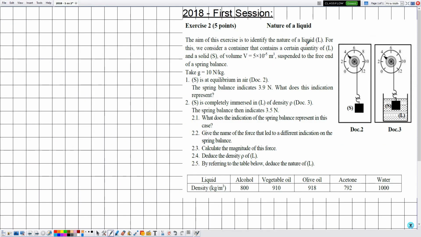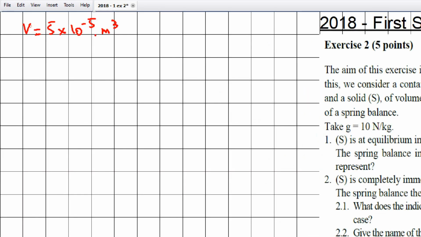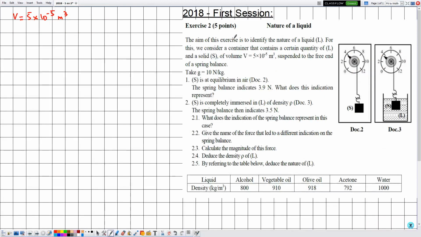The aim of this exercise is to identify the nature of a liquid L. For this, we consider a container that contains a certain quantity of L and a solid S of volume V equal to 5 times 10 to the power minus 5 meter cube. Okay, so here the volume is in the SI unit. So meter cube is the SI unit of volume. Suspended to the free end of a spring balance, take g equal to 10 newtons per kilogram.